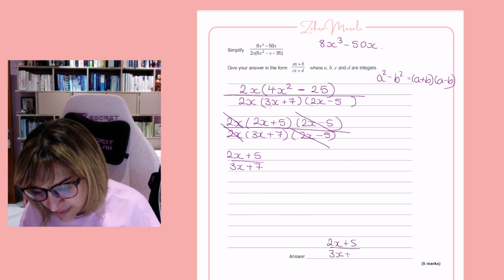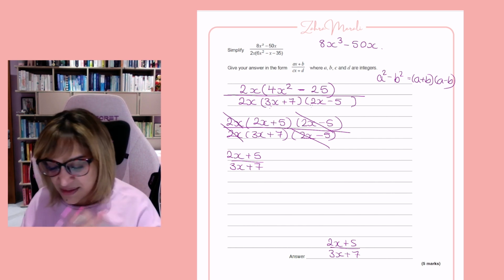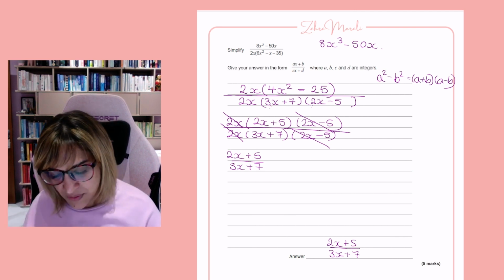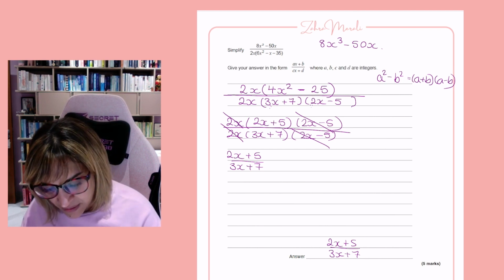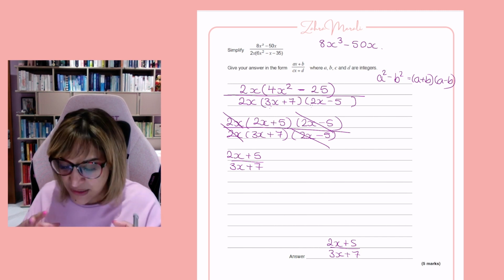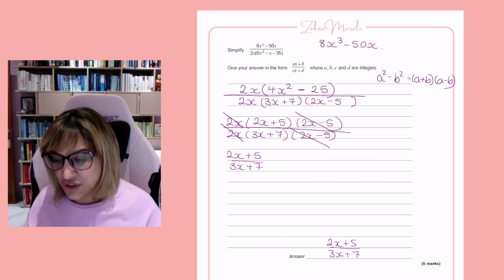If in doubt, think about what you would do with numbers. Sometimes when we're doing the algebra, we get a little bit confused, but think, what if they were numbers? So if I had 5 plus 2 over 5 plus 1, I can't just take out the 5s. It makes no sense. So 7 over 6 is definitely not the same as 2 over 1.